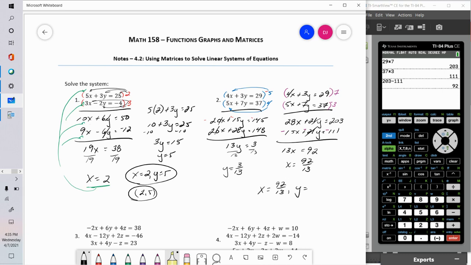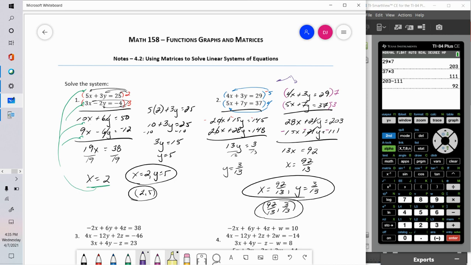So my solution is either x equals 92/13, comma y equals 3/13, or the ordered pair 92/13, 3/13. The reason that I actually prefer to go back and to do my algebra a second time is I don't have to work with the fractions other than just to write them down as my solutions.